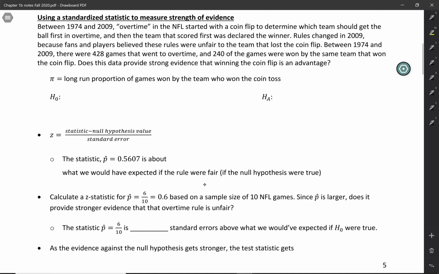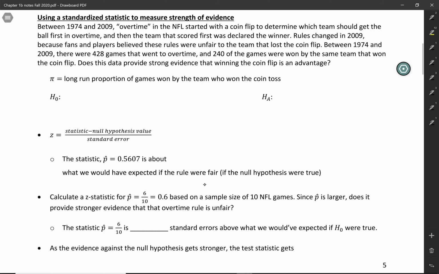Between 1974 and 2009, there were 428 games that went to overtime, and 240 of the games were won by the same team that won the coin flip. So does this provide strong evidence that winning the coin flip is an advantage? All right, so let's formally carry out the test.